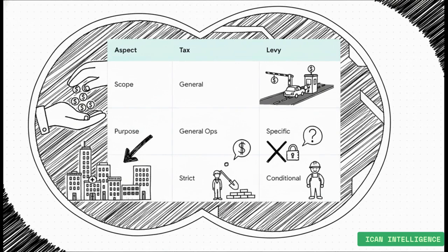Next, scope. A tax is general. It applies to all eligible entities. A levy, though, can be highly targeted. Then look at the purpose. Taxes fund general, everyday government operations, whereas a levy is very often ring-fenced for a specific project, like a toll for a new road. Finally, flexibility. Taxes are strictly non-negotiable, but levies, they can sometimes be conditional. You only pay a toll if you actually drive on the road.